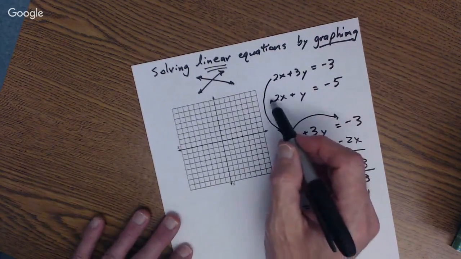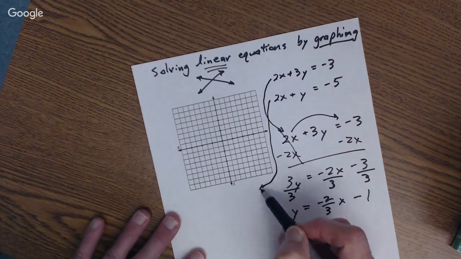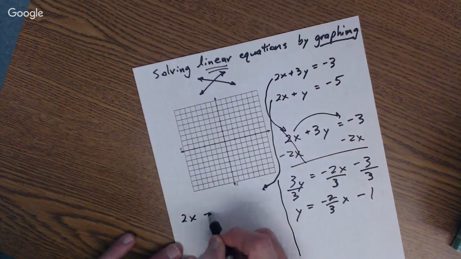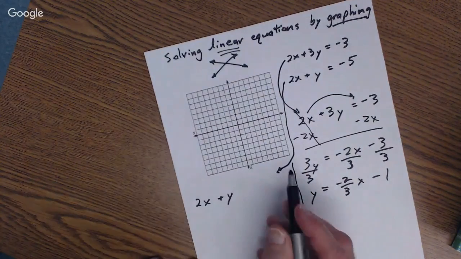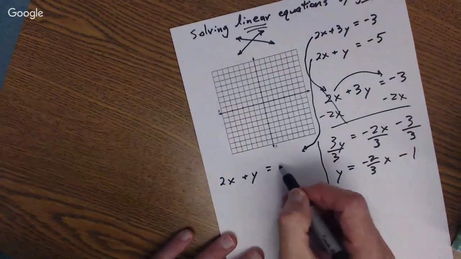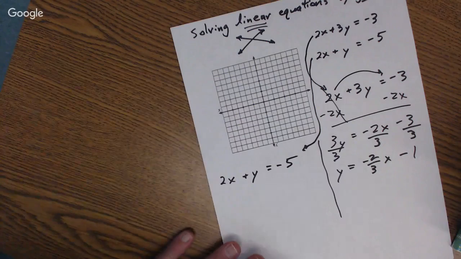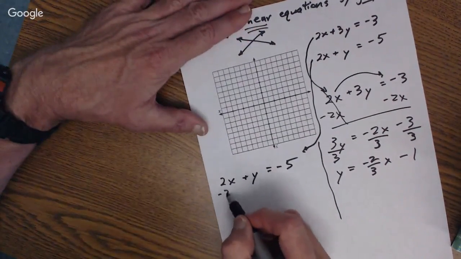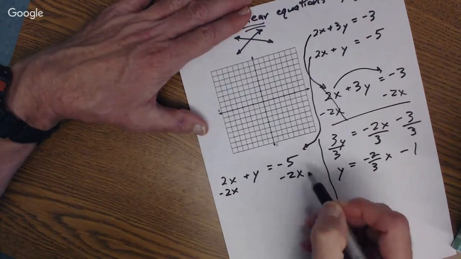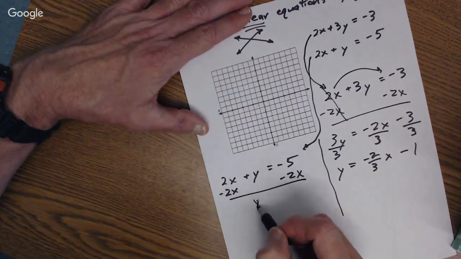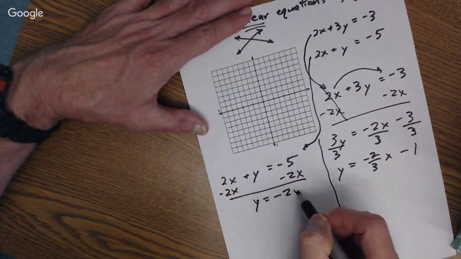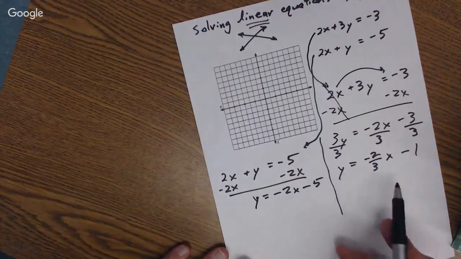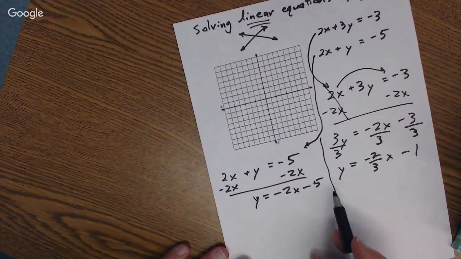The other equation, let me write over here, is going to be 2x plus y, and that is going to equal -5. And again, I'm going to solve it for y. This one's a little bit easier. I just have to subtract 2x from both sides and end up with y equals -2x minus 5. So we're going to graph both these equations and see where they cross.